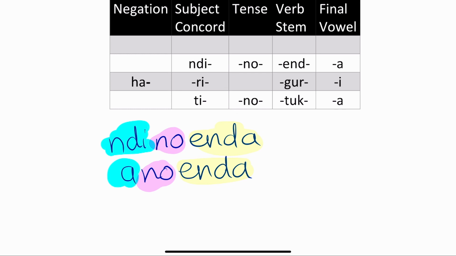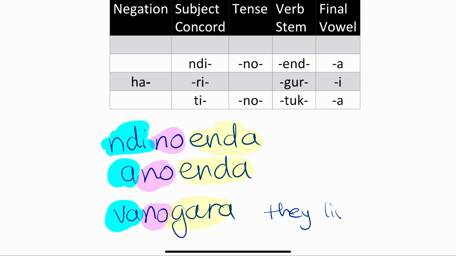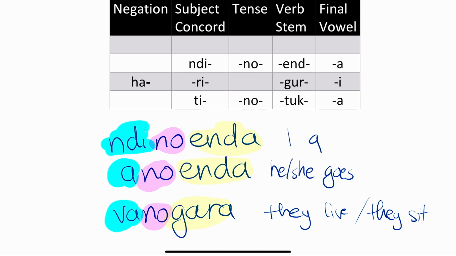If I want to say they sit or they live somewhere, I would have va no gara. If we mark that out, va for they, no for my present tense marker, gara for sit or live. So to sit or to live is the same verb, which is gara. So here is they live or they sit. Anoenda, he or she goes. Here I go.